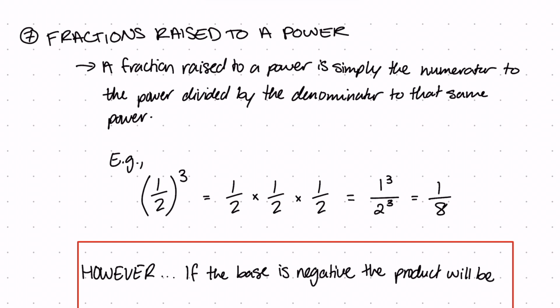So for example, if we have 1/2 raised to the power of 3, that would simply be the same thing as 1/2 times 1/2 times 1/2, which would be 1 times 1 times 1 over 2 times 2 times 2. So 1 to the power of 3 over 2 to the power of 3, which is just 1 over 8.